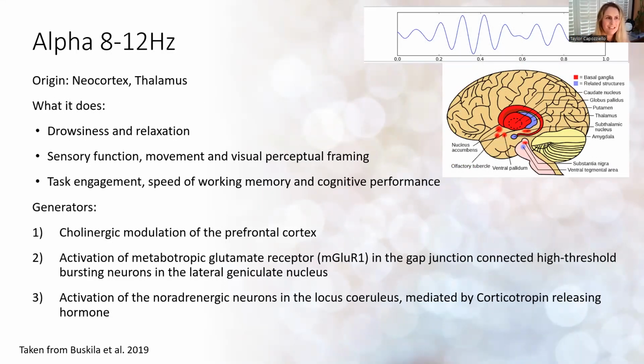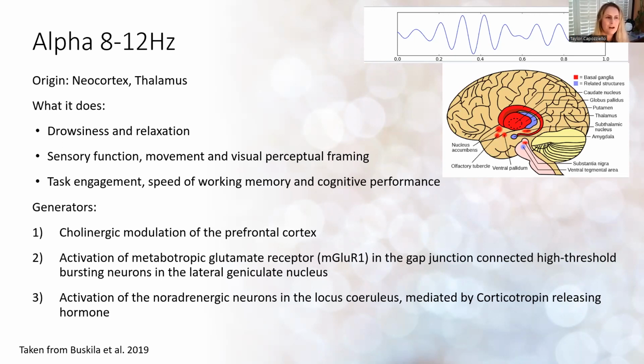So now on to alpha. Alpha is the background rhythm, and we're going to talk about it. Its origin is the neocortex and the thalamus. Thalamus we're really going to talk about. It's responsible for drowsiness and relaxation, sensory function, movement, and visual perceptual framing, task engagement, speed of working memory, and cognitive performance.